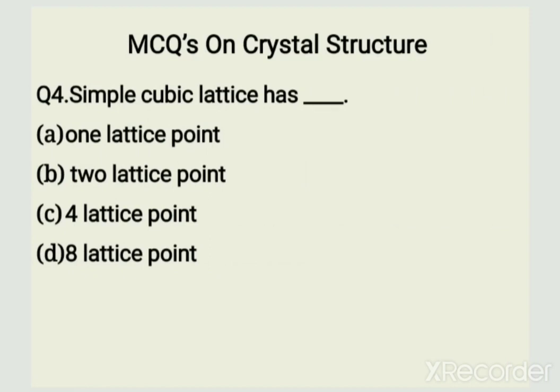Next question is simple cubic lattice has. There are three types of cubic structures: simple cube, BCC and FCC. And in simple cube, the atoms are situated at the corners, and there are 8 corners in a simple cube. Therefore, its correct answer is 8 lattice points.